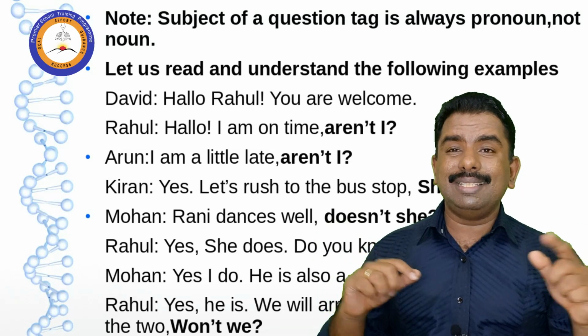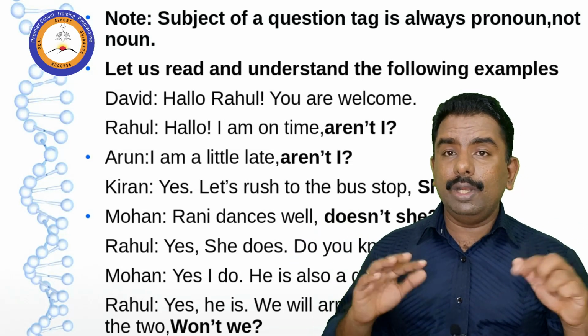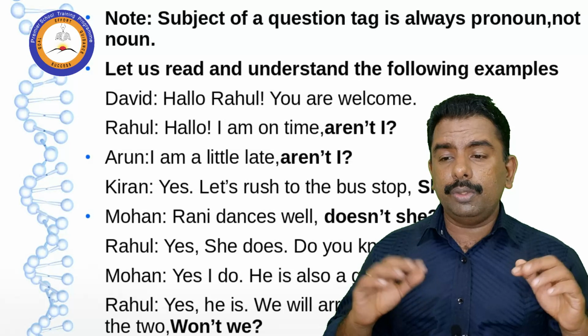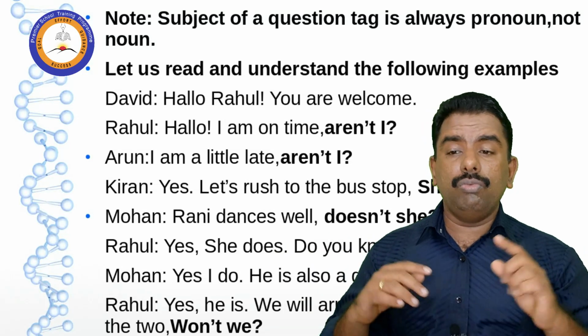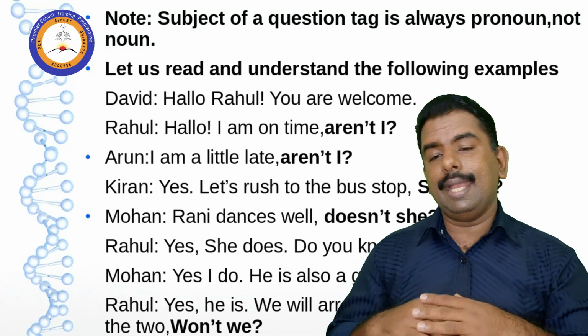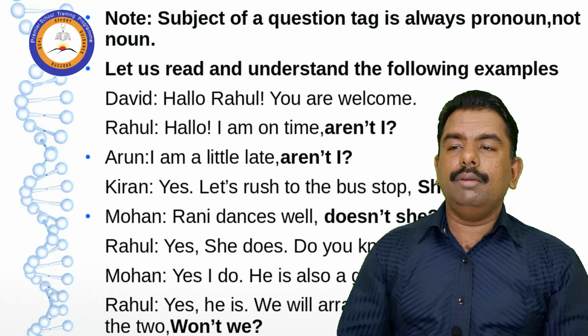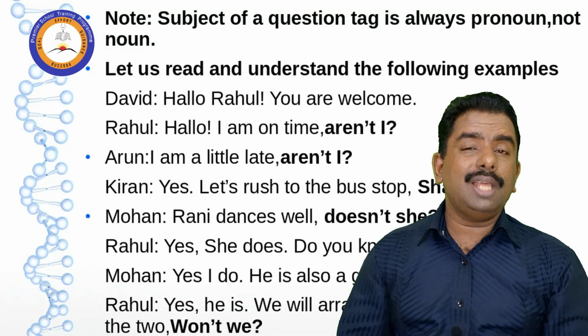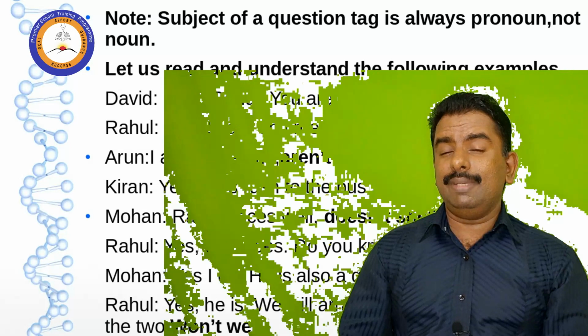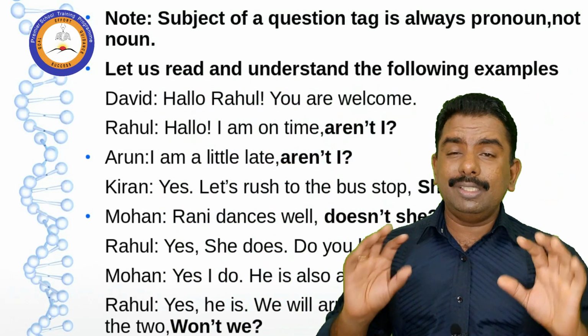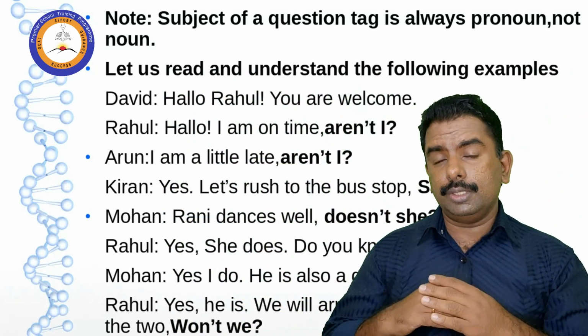Will plus not is won't. Shall plus not is shan't. Here will plus not is won't, W-O-N apostrophe T. Won't we is the question tag. Here we have a positive and a negative sentence. How will we find out a positive and negative sentence? How will you differentiate between positive and negative sentences?